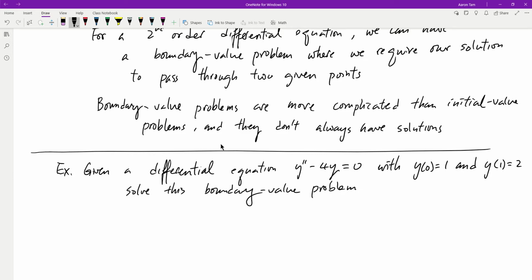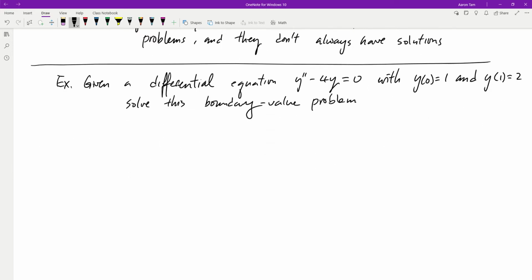So I'll show you why this is more complicated compared to an initial value problem. Here we're going to start with y double prime minus 4y equal to 0. Same as before, that means D squared minus 4 of y equal to 0. That means r squared minus 4 equal to 0, r equal to plus or minus 2, so I'm going to say r1 equal to 2 and r2 equal to negative 2. So those are my two characteristic roots.